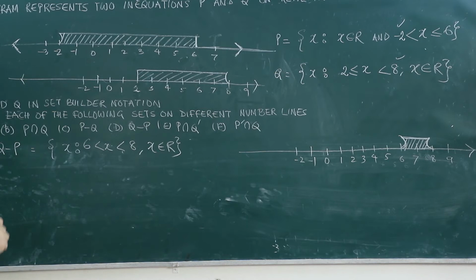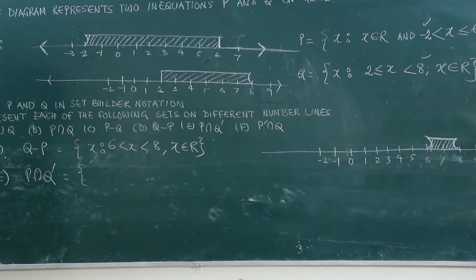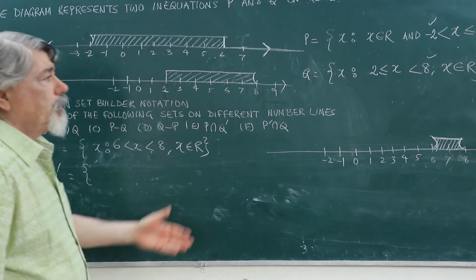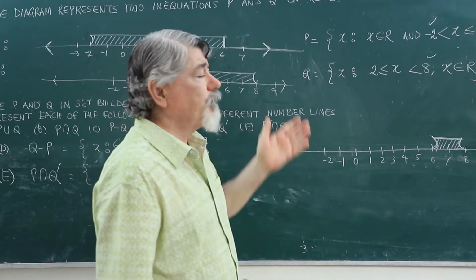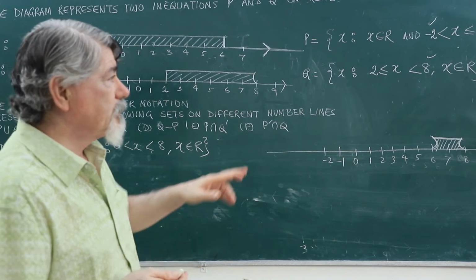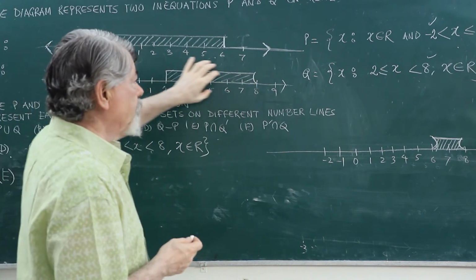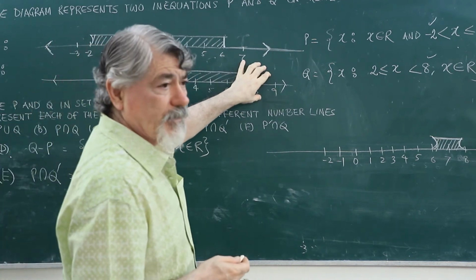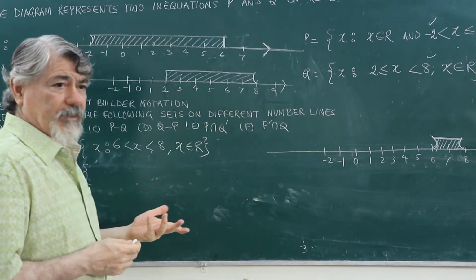E is saying P intersection Q dash complement. Q dash is the complement of the set Q. Complement means that when we talk of the complement of Q, you remove the elements of Q from the universal set. Here the universal set is the set of real numbers. You remove all these elements from the universal set of real numbers, and you will get Q dash.